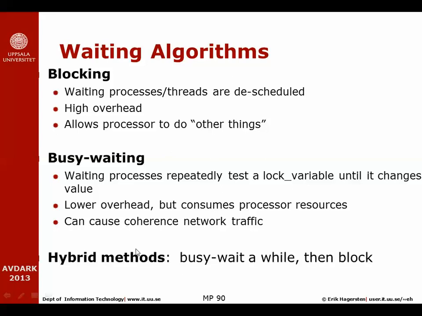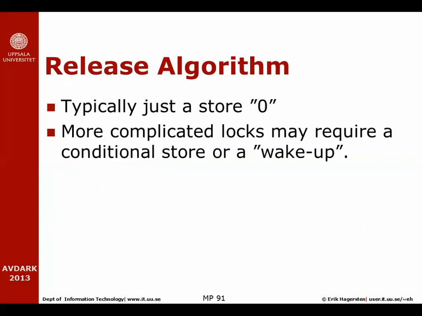Also, of course, you can have hybrid methods. You busy wait for a while, then you get fed up and you block, so you don't use the heavy hammer unless you really think it's needed. And finally, the release algorithm. Typically, if it's a busy wait algorithm, you simply store some kind of constant to a memory location. You don't need an atomic operation here because only one thread can be in the critical section at a time. So we know it's only this very thread that's going to make this change and release this lock. So just an ordinary write will do just fine.